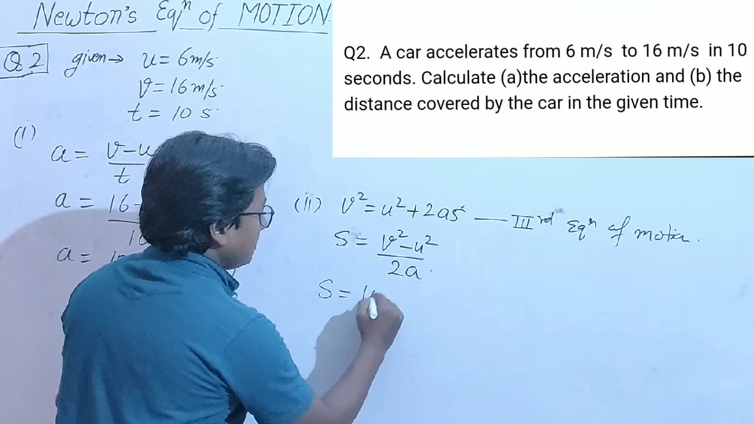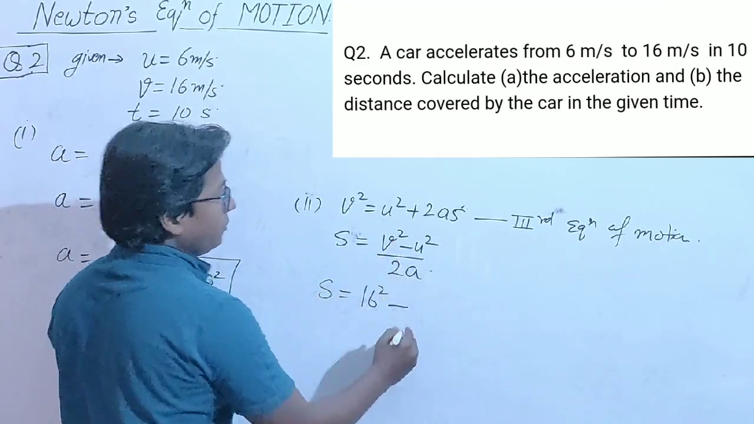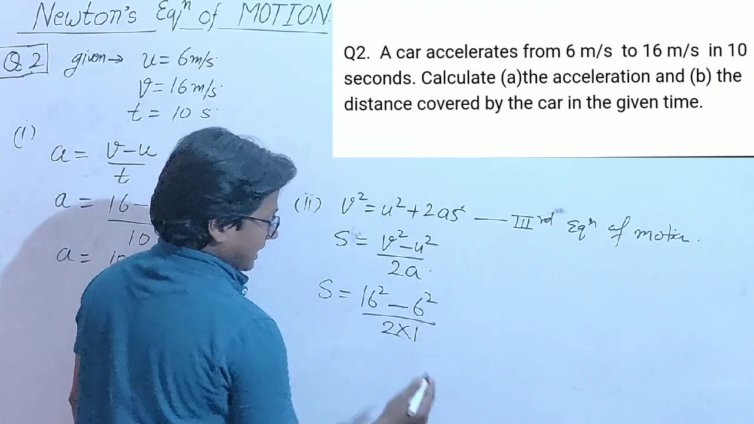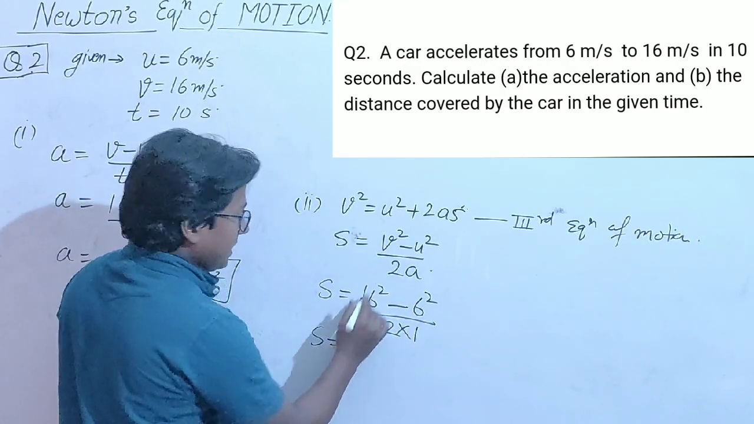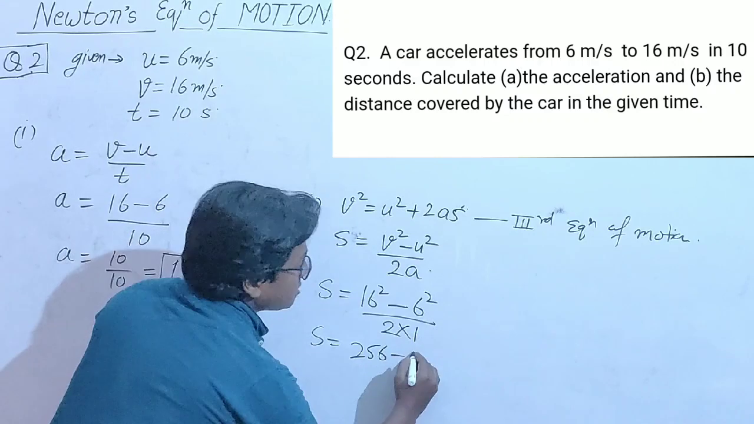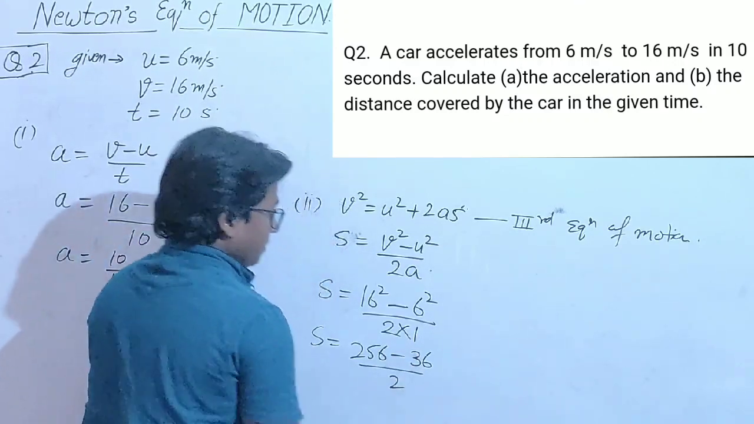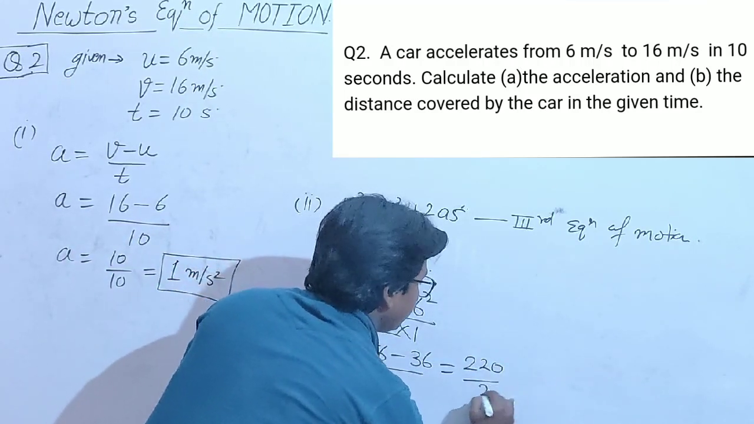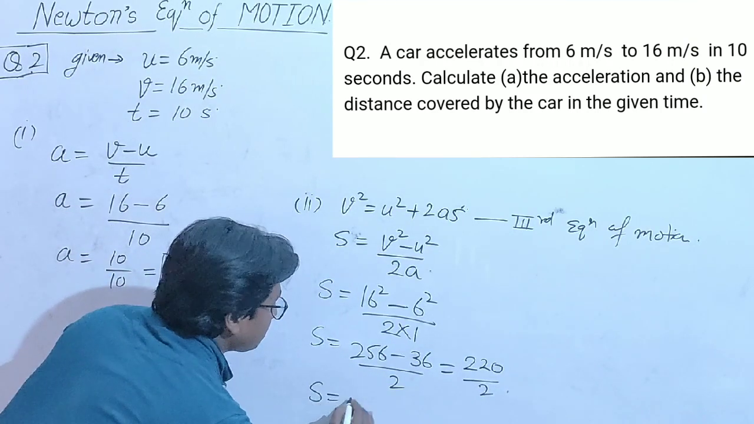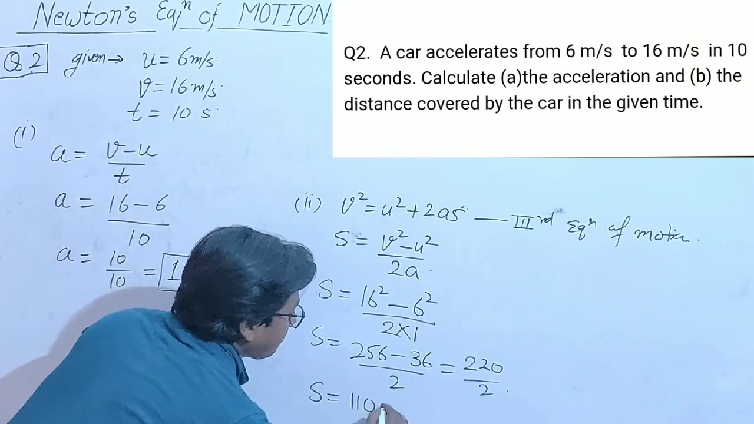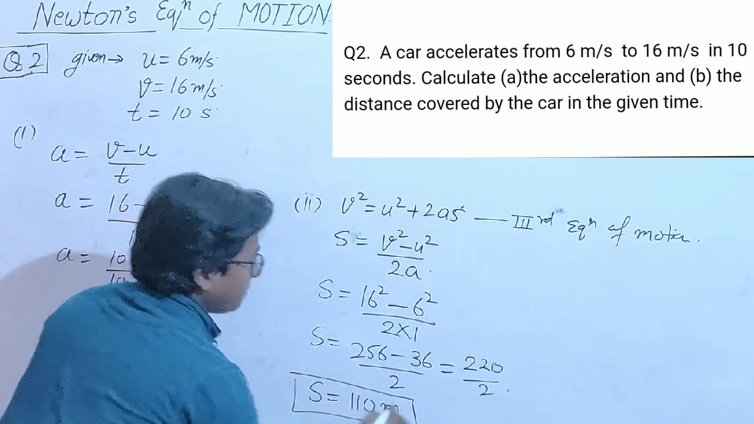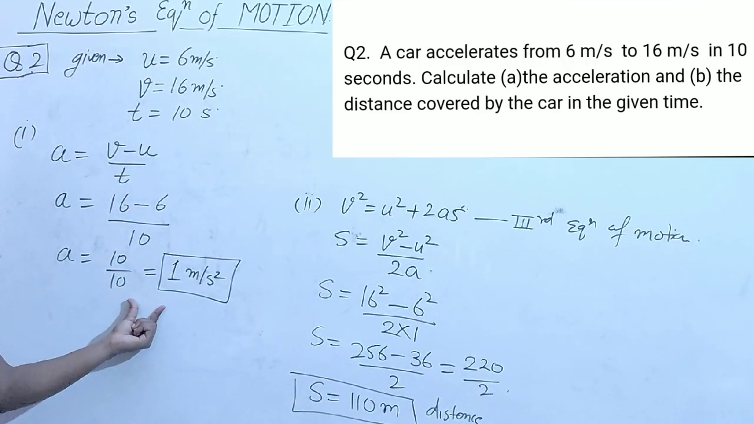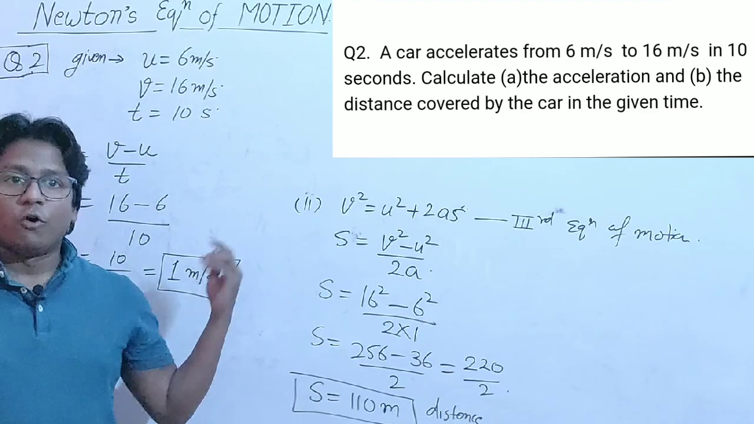V value 16 square minus value of u, that is 6 square, and 2 into a is 1 meter per second square. So calculating this, S will be 16 square 256, 6 square 36, and upon 2. We can calculate it as 256 minus 36, that will be 220 upon 2. After calculating, we can see that S is equal to 110 meter. So the distance will be 110 meter and acceleration will be 1 meter per second square. Hope the numerical is clear.